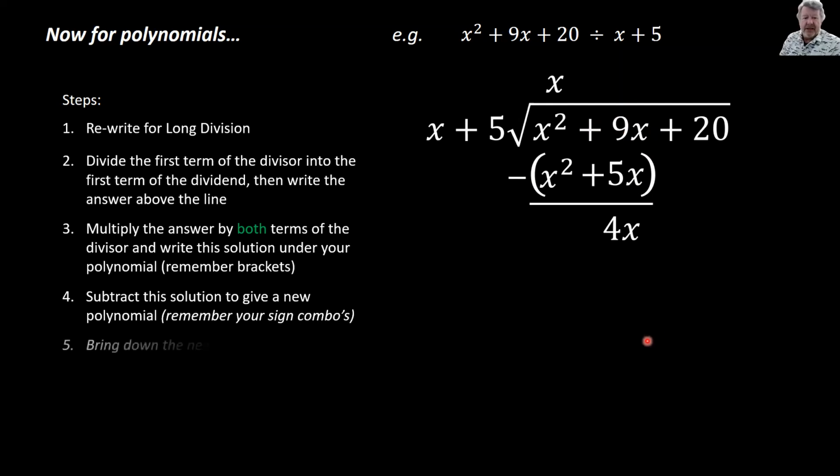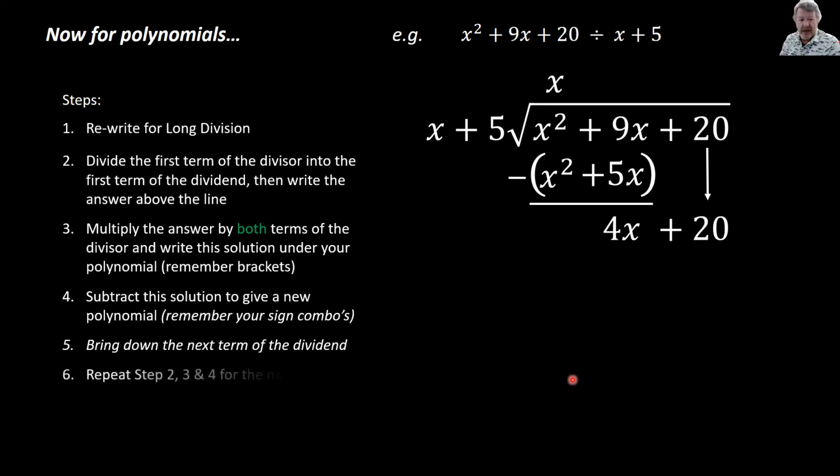All right, now step 5, bring down the next term of the dividend, which is, of course, the plus 20. Bring that down. What do we do now? Let's go around again. Repeat steps 2, 3, and 4, and 5 if you've got to bring more stuff down. This one we don't. We've brought everything down. So let's do the 4x divided by x. I nearly did it again. 4x divided by x is 4. So plus 4 goes up top.